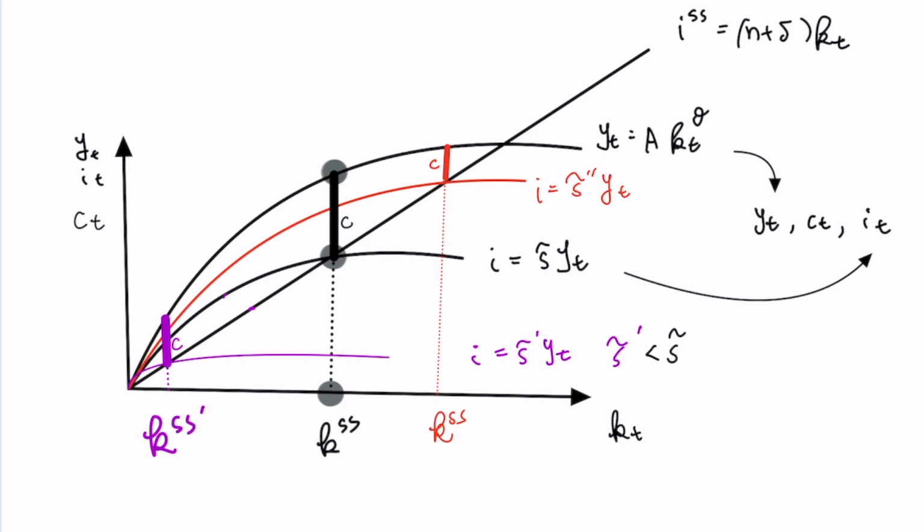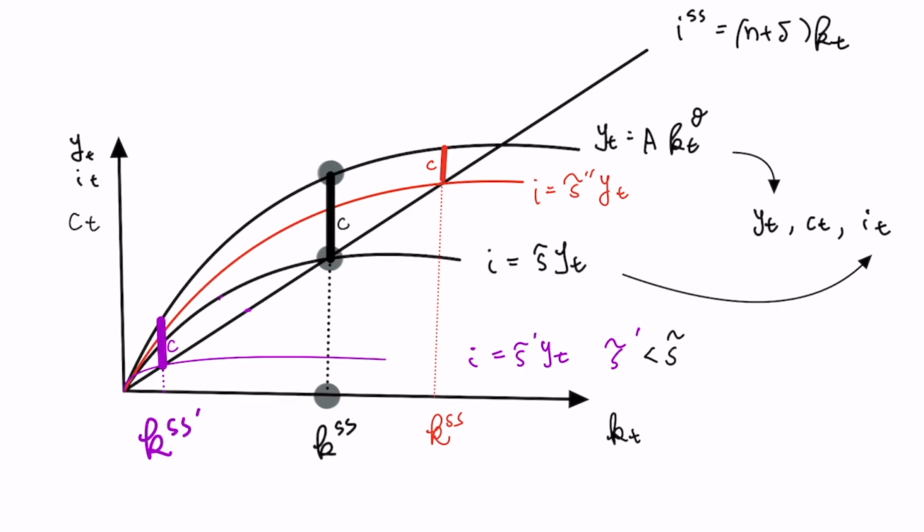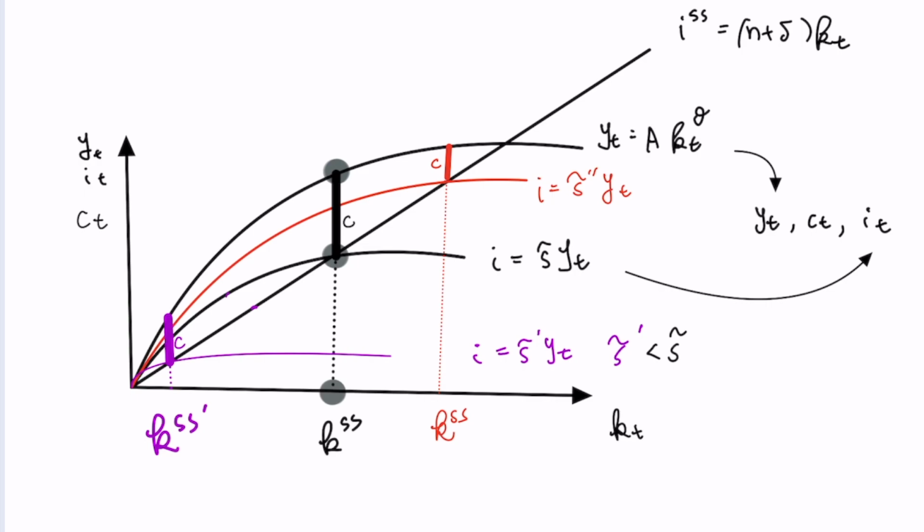We can notice from this graph, when we move the saving rate from purple to black and then to red, which is increasing the saving rate, the consumption changes from purple to black and then to red. As you can see here, when we increase the saving rate from S tilde prime to S tilde, the consumption increases. However, when we further increase the saving rate from S tilde to S tilde double prime, the consumption in fact doesn't increase even though the output increases.